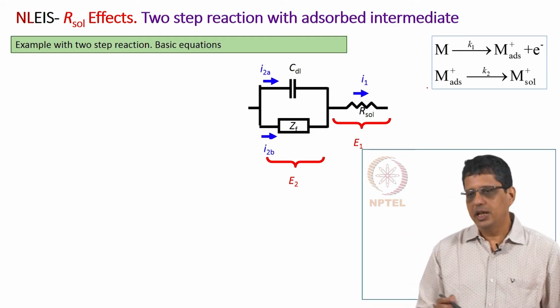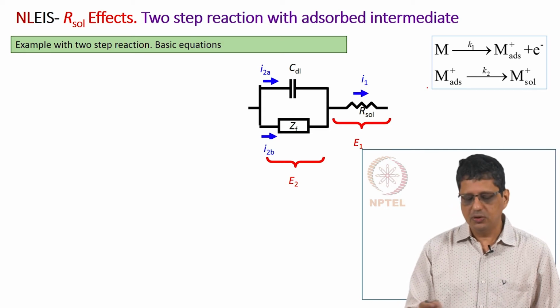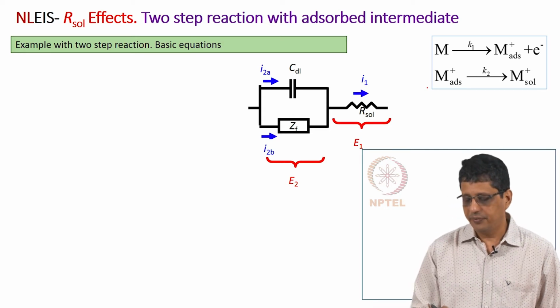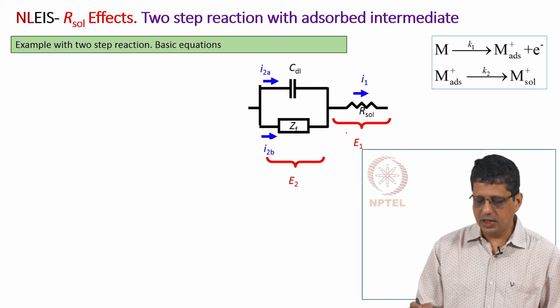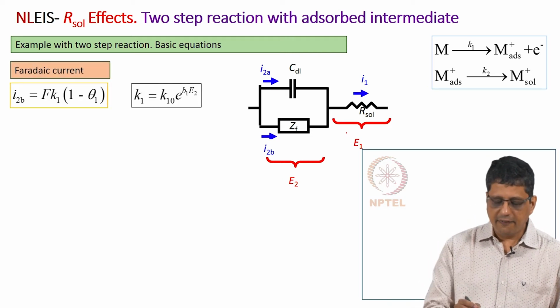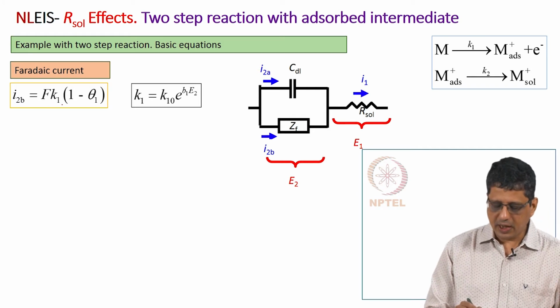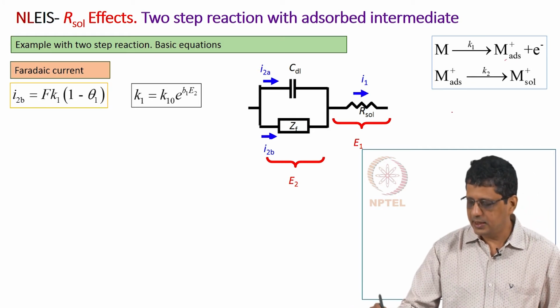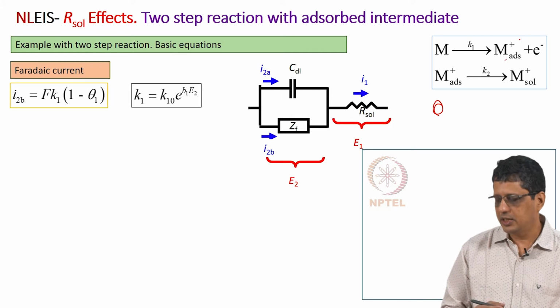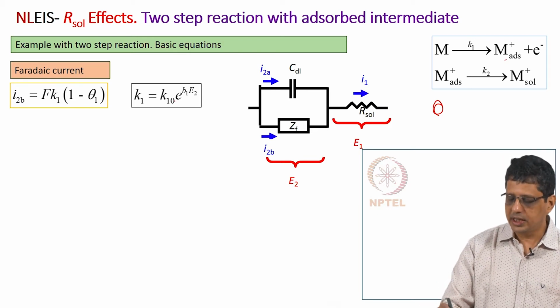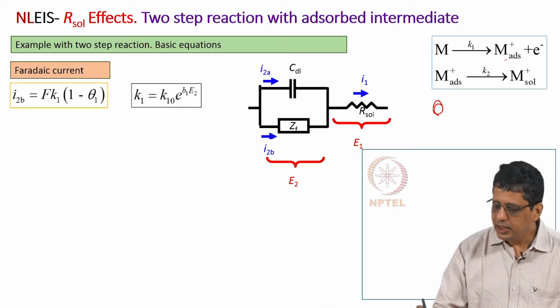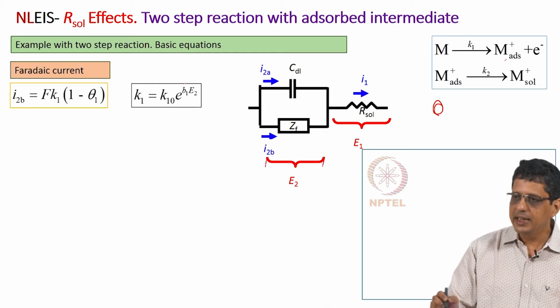Now, what happens when you have an intermediate species? As an example, a two-step reaction with an adsorbed intermediate, right. So, the same equivalent electrical circuit. The Faraday current, I would write it as F k1 (1 minus theta) for this. Theta is the fractional surface coverage of the adsorbed intermediate, and k1 is related to the potential as k1 = k1^0 e^(b1 E2). It is not k1^0 e^(b1 E).